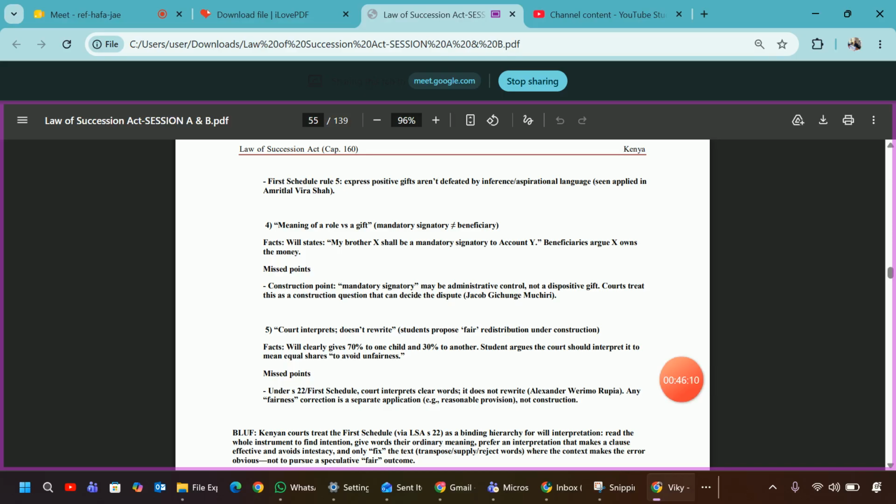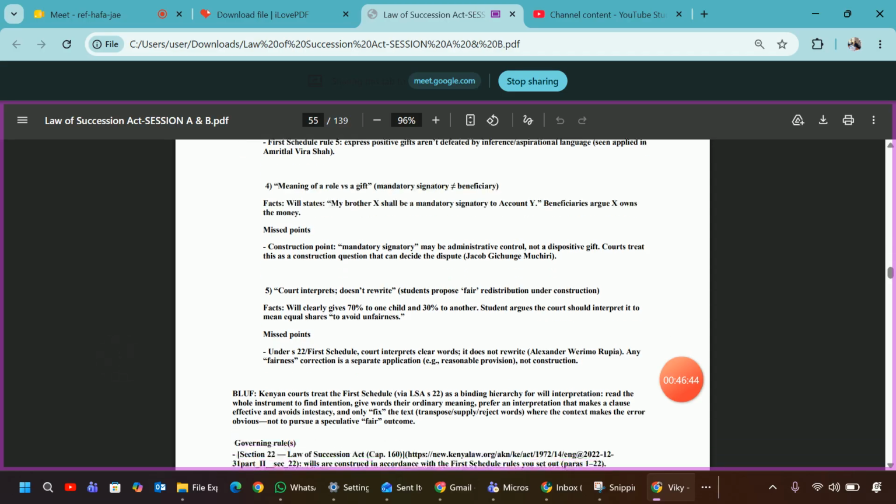Key takeaway number 5. Courts interpret, don't rewrite. Students propose fair redistribution under construction. So a will clearly gives 70% to one child and 30% to another. Students argue the court should interpret it to mean equal shares to avoid unfairness. Under section 22 and the first schedule, courts interpret clear words, they do not rewrite. Alexander Werimo peer decision: any fairness correction is a separate application on, e.g., reasonable provision and not on construction of a will.